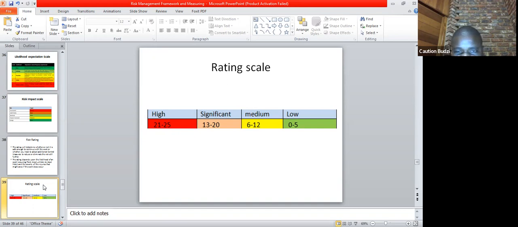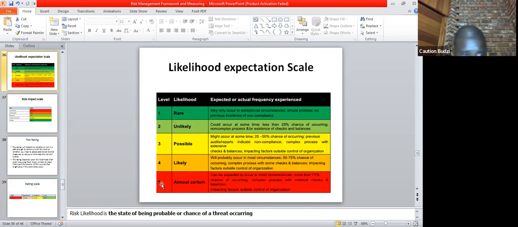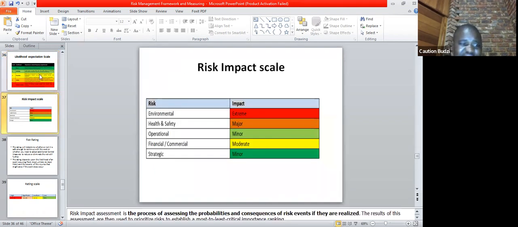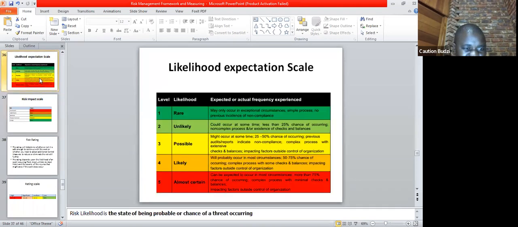The maximum rating here is 25 because on our likelihood scale the maximum is 5, and on the impact scale the maximum is 5. So the maximum rating which we can attain here is 25. That is where we have a probability of almost certain and an extreme impact to the organization.